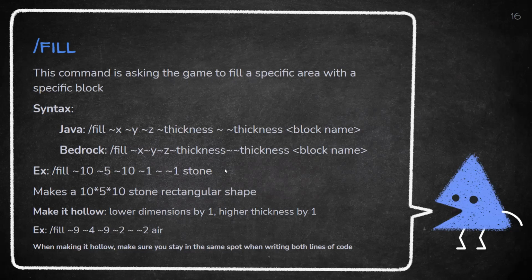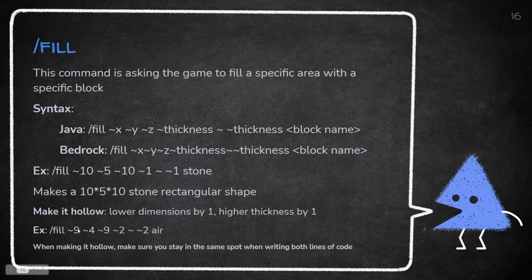All right, so the next thing is to make it hollow. You have to lower the dimensions by 1 and raise the thickness by 1. So if I do /fill ~9 ~4 ~9, and then I do the thickness as 2 and 2, then this is the command to make a hollow space inside this stone rectangular shape.